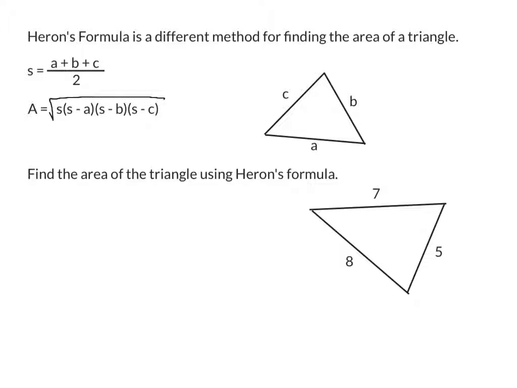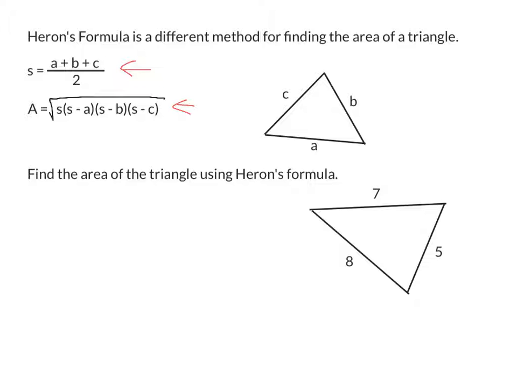So to use Heron's formula, we first take all three sides, we sum them, and divide by 2. That's this piece right here that creates something we're going to call S. Then to find the area, you take the square root of the product of S and then the difference between S and all three sides. Let's put this to work.